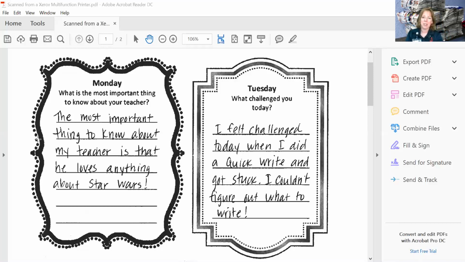So let's take a look at Tuesday. The box for Tuesday is on the right side of our screen right here at the very top. On Tuesday's question, it asks us, what challenged you today? And so I restated the question. I wrote, I felt challenged today when, and then I finished the answer. I did a quick write and got stuck. I couldn't figure out what to write.